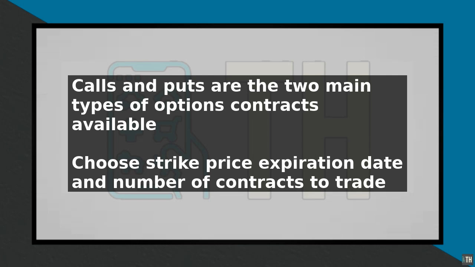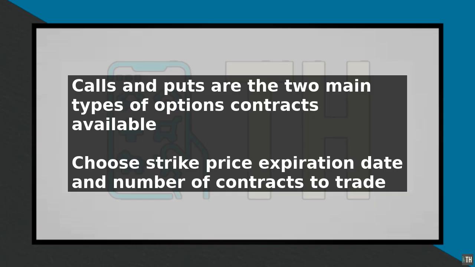When buying options, you need to pay the premium, which is the cost of the option contract. When selling options, you receive the premium, but you are also taking on the obligation to buy or sell the underlying stock at the specified price if the option is exercised.